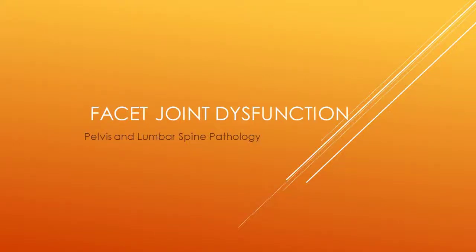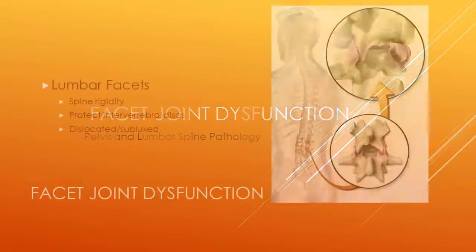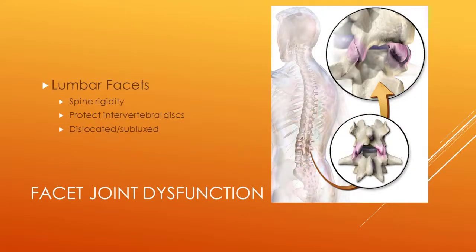Facet joint dysfunction is also sometimes referred to as facet syndrome, which simply means that there's an inflammation, and we often will see this with spondylitis. Normally, the lumbar facet joints give the spine rigidity and protect the intervertebral discs against rotational injury. The pathology of the facet joints can account for as much as 40% of all chronic low back pain.